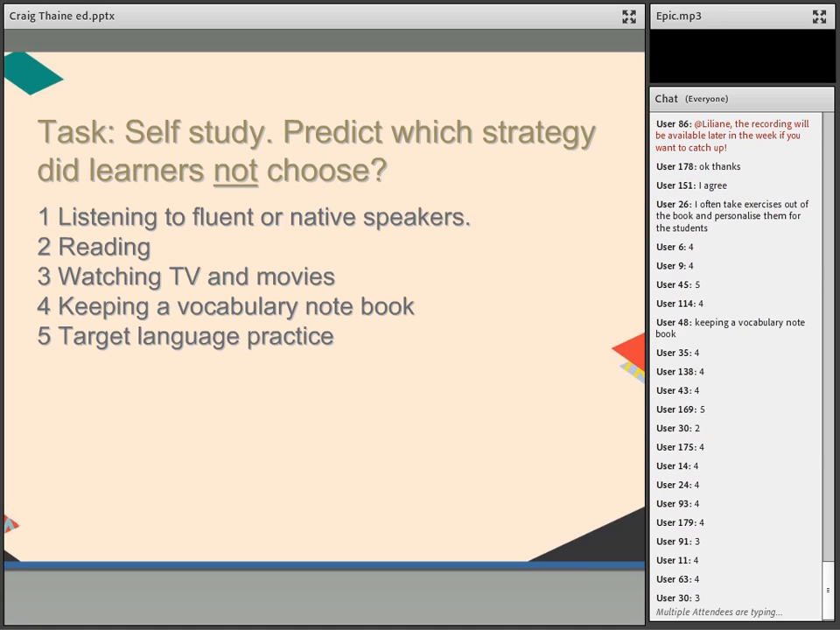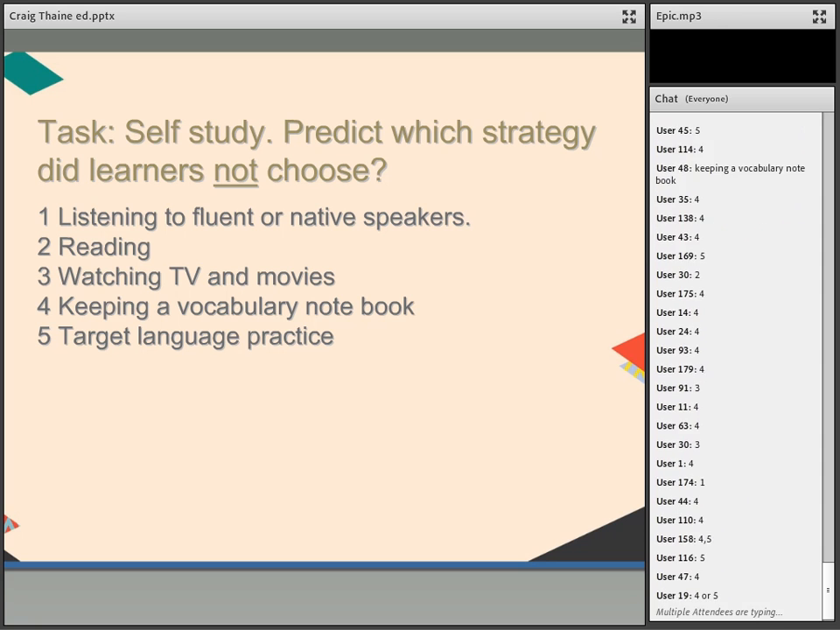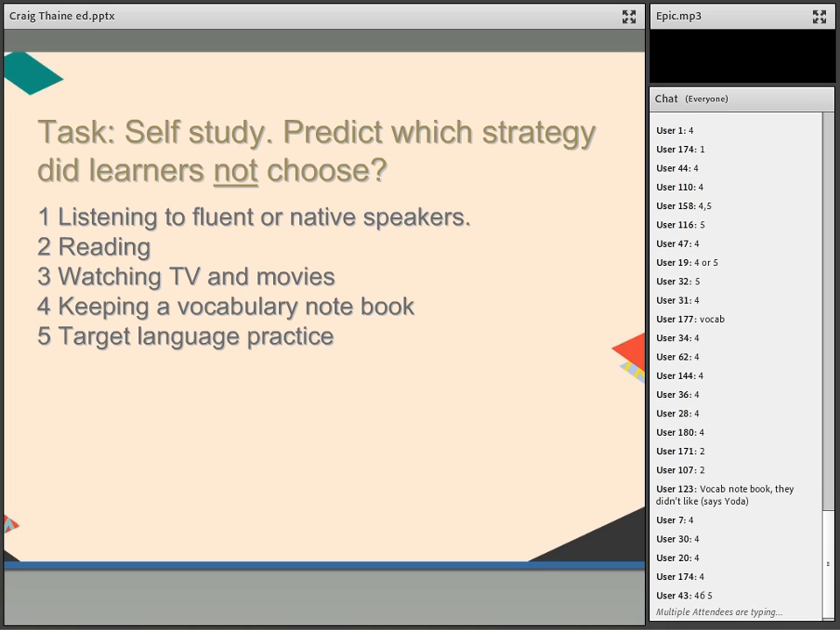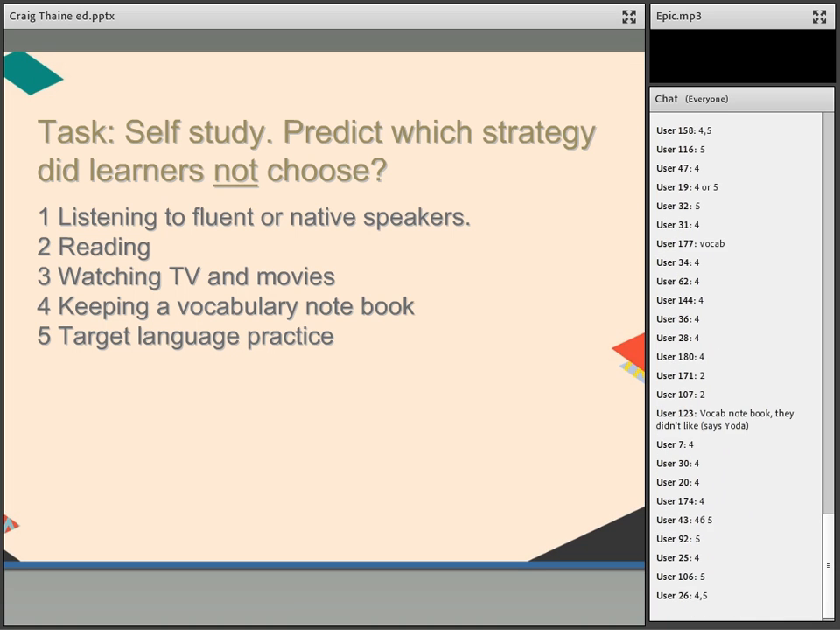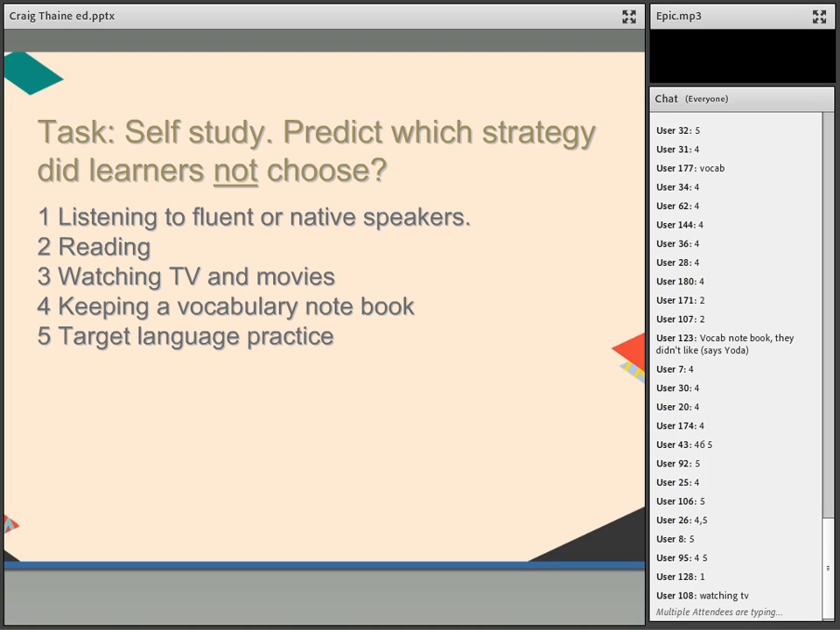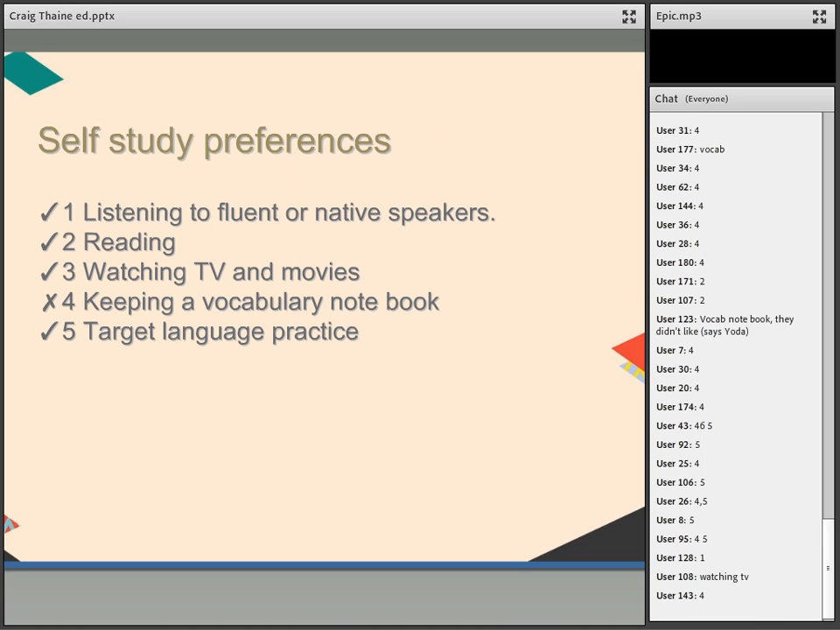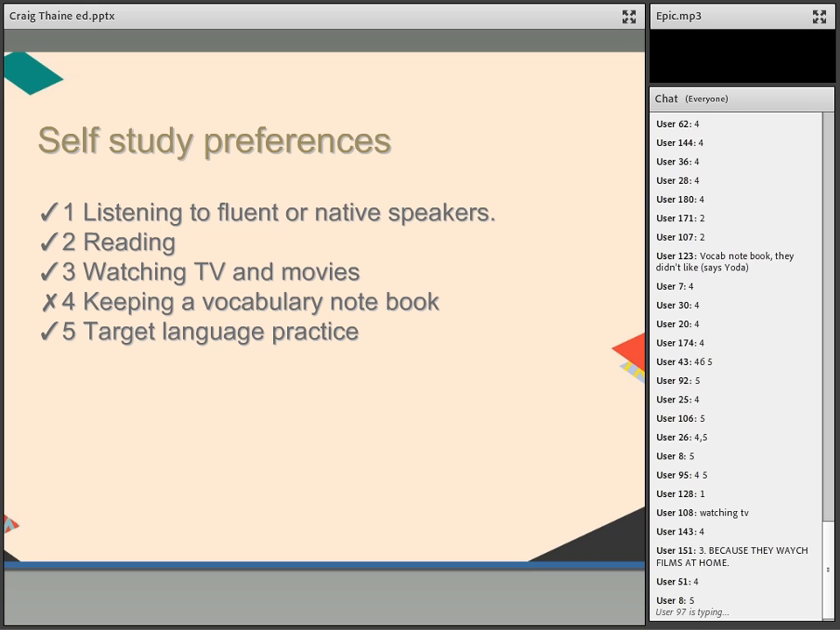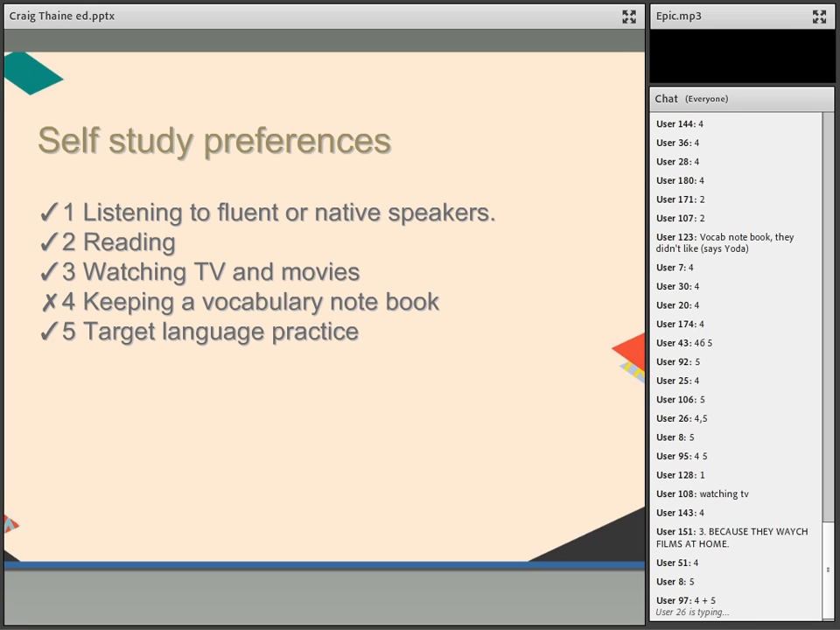Great, lots of answers coming through. Yes, now it's very interesting because a lot of you are choosing activity 4, keeping a vocabulary notebook, and in fact that is the one independent learning strategy that they felt was less successful. I've often in the past spent quite a bit of time encouraging learners to keep a vocabulary notebook, and this did make me slightly rethink all the effort that I might have put into that in the past.